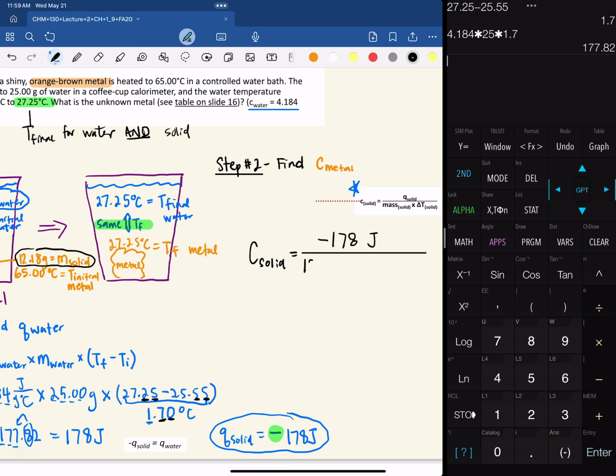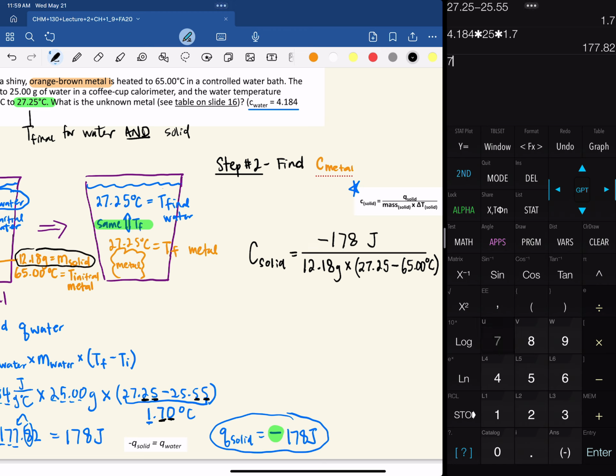That is our 12.18 grams times the T final, which is our 27.25. Subtract our initial of 65.00. Again, both of these values are for the metal. Okay. I again like to figure out what's inside the parentheses first.